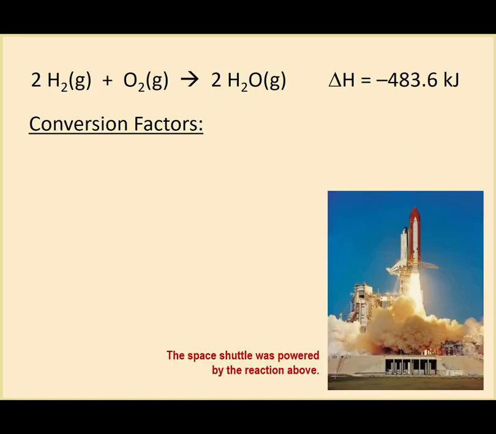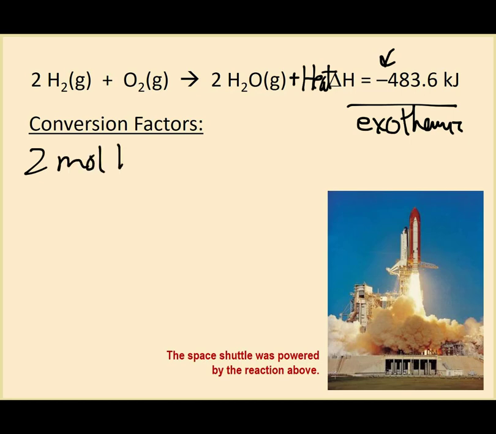So this is a chemical reaction that powers the liftoff for the space shuttle. So we take oxygen and hydrogen gas and we combine them in a synthesis reaction to get water vapor. And this is how much energy we get from this reaction, and that little negative sign tells us this is exothermic. So I can put plus heat because heat is a product. I can actually use that delta H, that enthalpy, as a conversion factor because 2 moles of hydrogen give me 483.6 kilojoules.